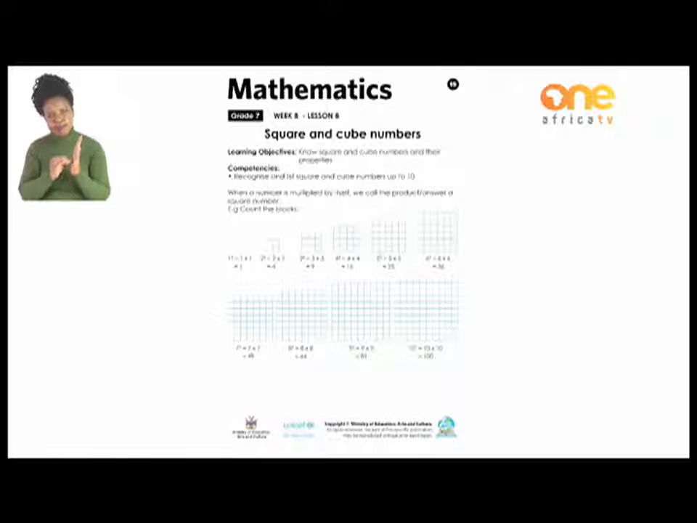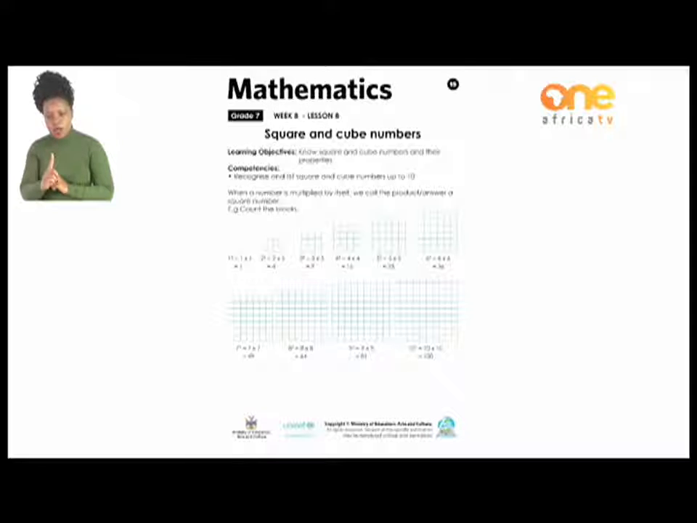When a number is multiplied by itself, we call that the product, or the answer, a square number. For example, you can count the blocks with the first one there, which is a square, which is just 1, so that is the same as 1 times 1 to give you the product or the square number as 1. So 1 is a square number.